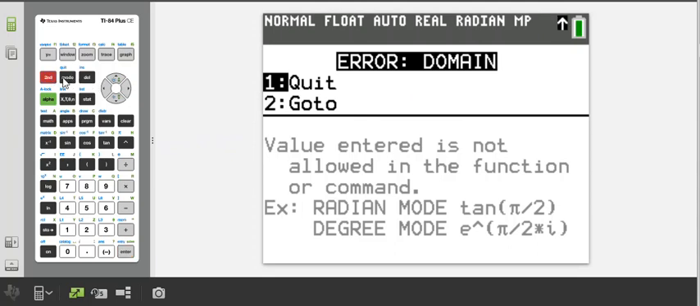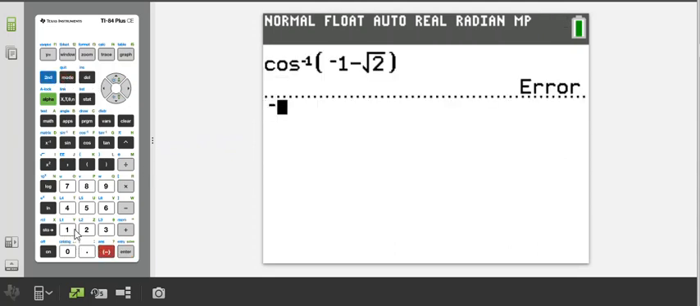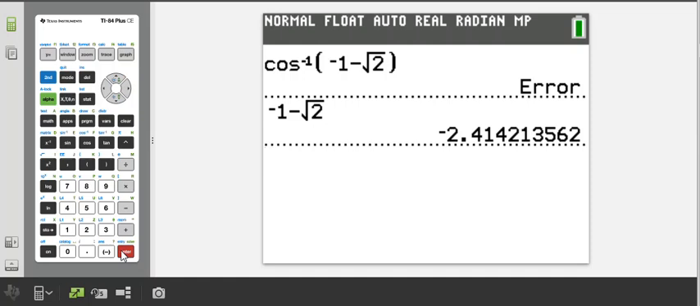Okay, so if you go back and look at this quantity that we're taking the cosine inverse of, we're taking the cosine inverse of this decimal, -2.41 and so on. This number is outside the domain of inverse cosine. If you remember, what kind of numbers can we plug in to inverse cosine? You have to plug in a number between -1 and +1. So that's why we're getting the domain error here.